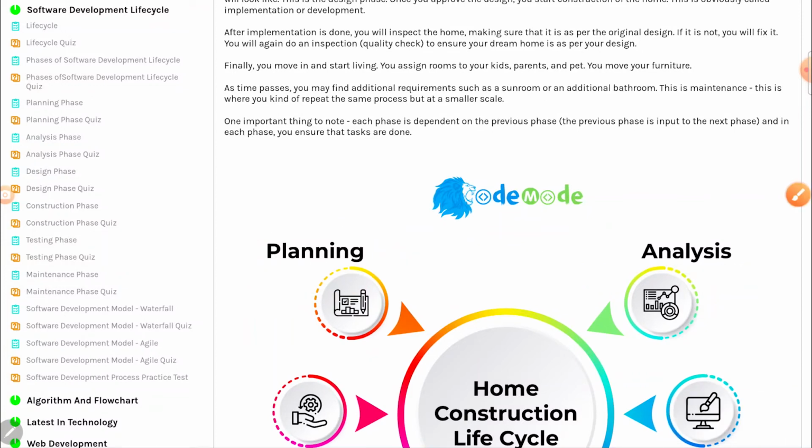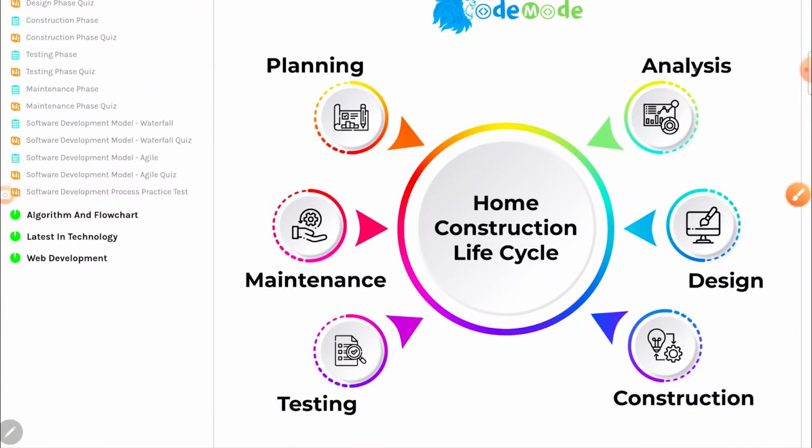In this diagram you can see that I'm talking about the high level planning, analysis phase, design phase, construction, testing, maintenance. All of these phases are present. So in the next class we will look into each phase in detail, understand the type of roles people play, what is really required, what's the input, what's the output, and all of that.